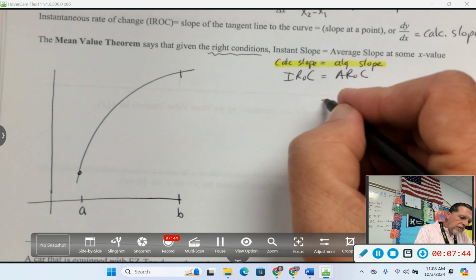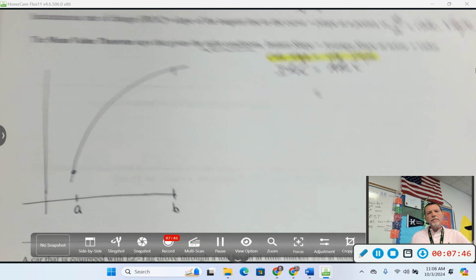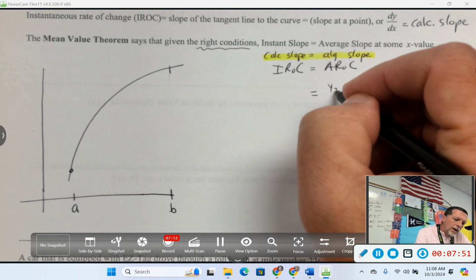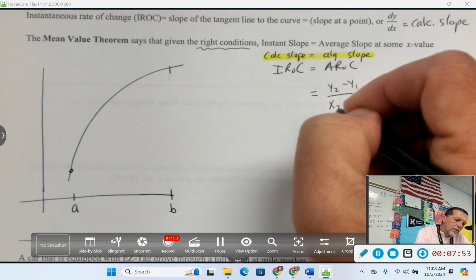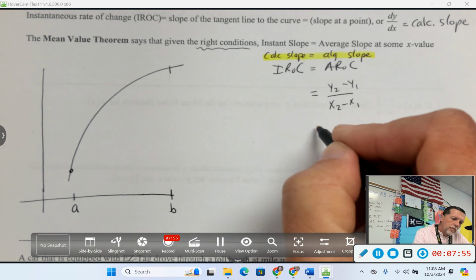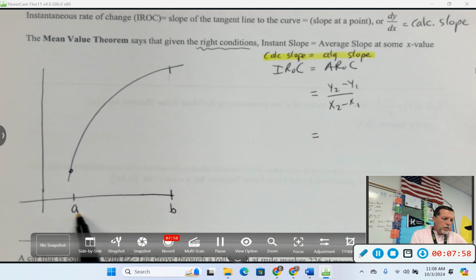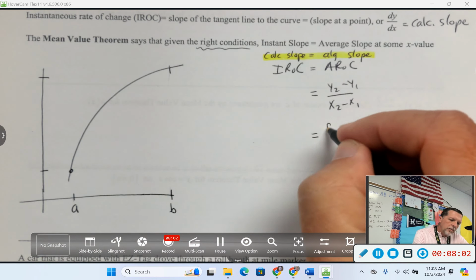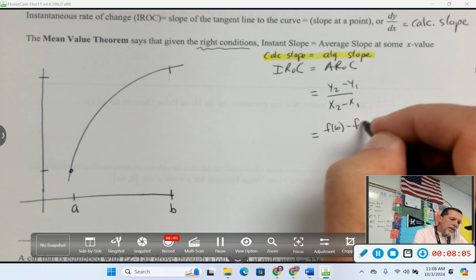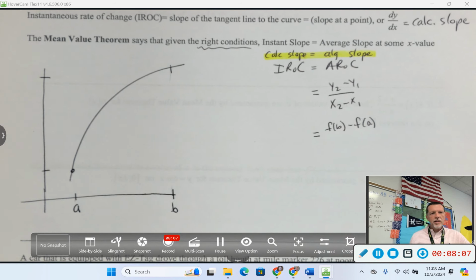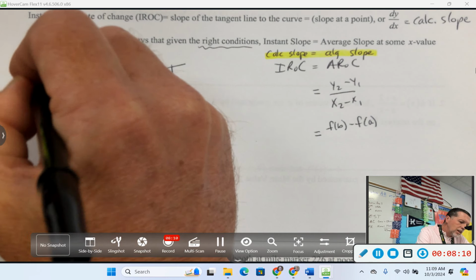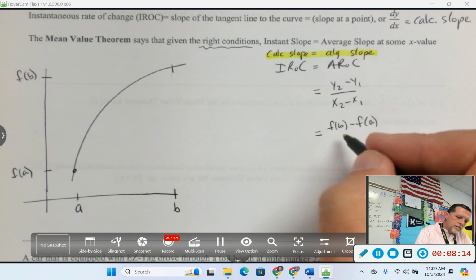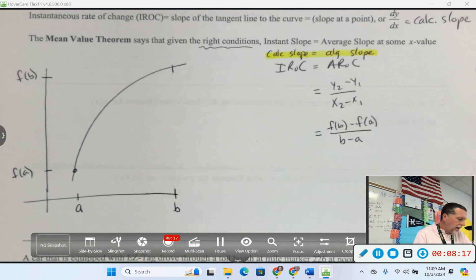And let's just follow right along with what we've been writing here. The average rate of change, that's y2 minus y1 over x2 minus x1. So in this particular picture, my y's would be f of b minus f of a, the function at b minus the function at a. We really want to label them. Over b minus a.